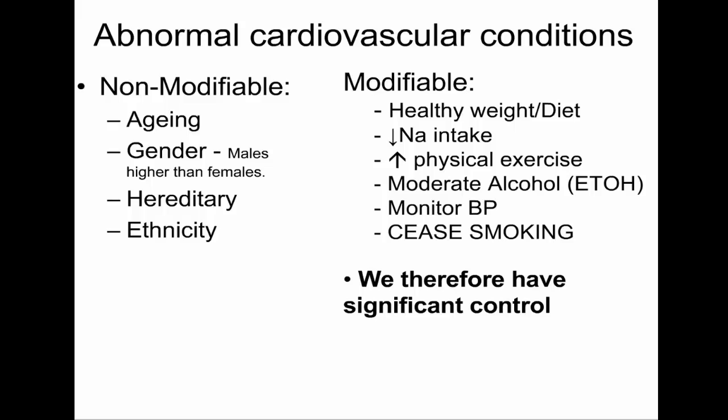But there are things that you can modify. You have control over maintaining a healthy weight, and you have ultimate control of what goes in your mouth as an adult. Children don't have as much control because parents who are adults are responsible for what they buy for their children. You can decrease the amount of sodium in your diet, decrease table salt.